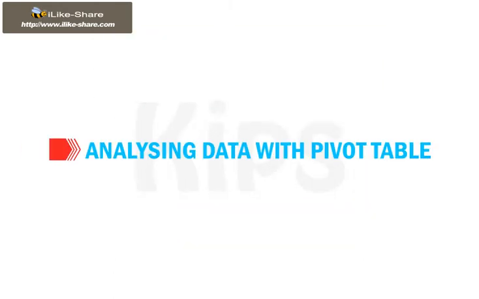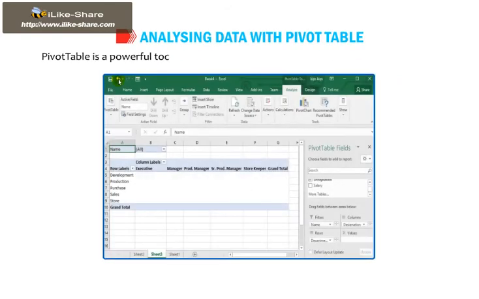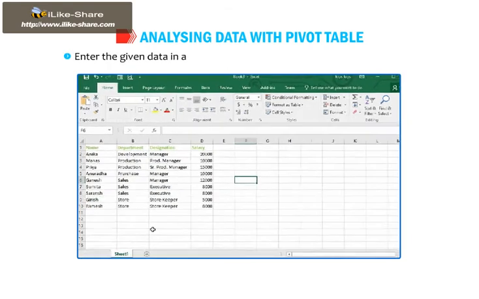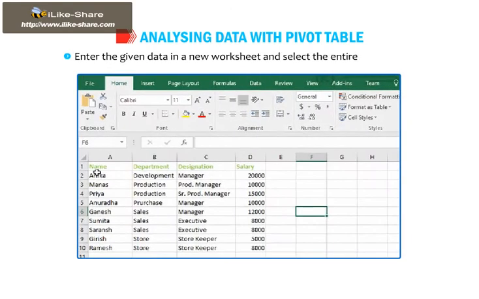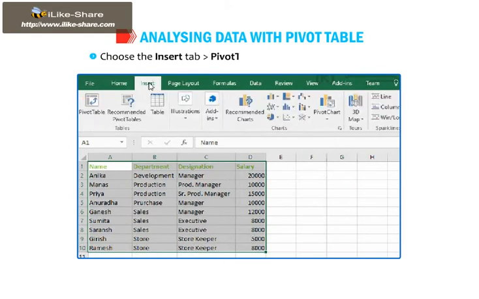We will learn how to analyze data with Pivot Table. Pivot Table is a powerful tool for consolidating, summarizing and presenting the data. Follow these steps to create Pivot Table. Enter the given data in a new worksheet and select the entire data range. Choose the Insert tab, then go to Pivot Table option in the Tables group.